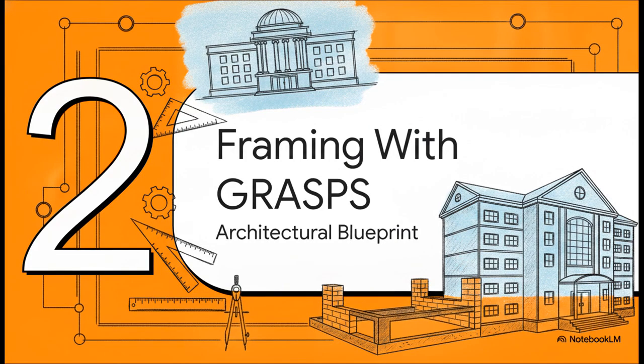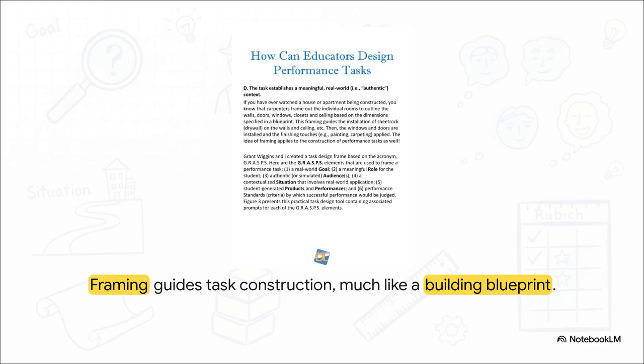Moving on to Section 2, framing tasks with GRASPs, the architectural blueprint. So now that we know what an authentic assessment looks like conceptually, how do we actually go about building one? Well, think about constructing a house.